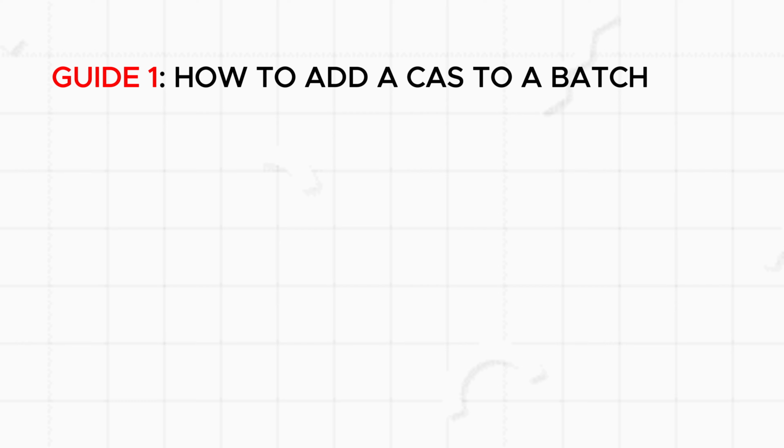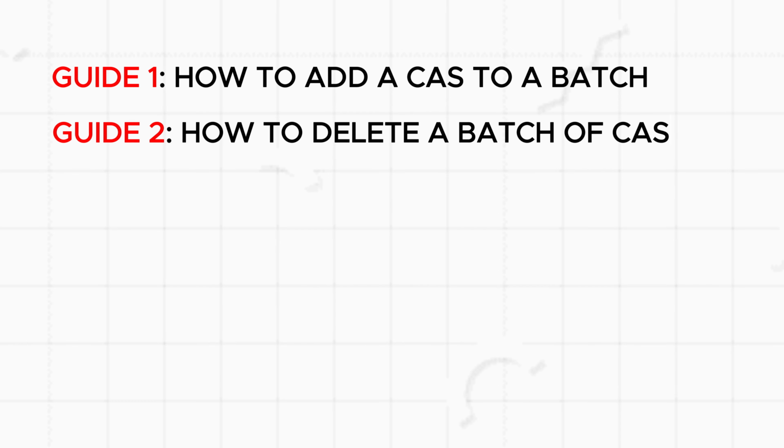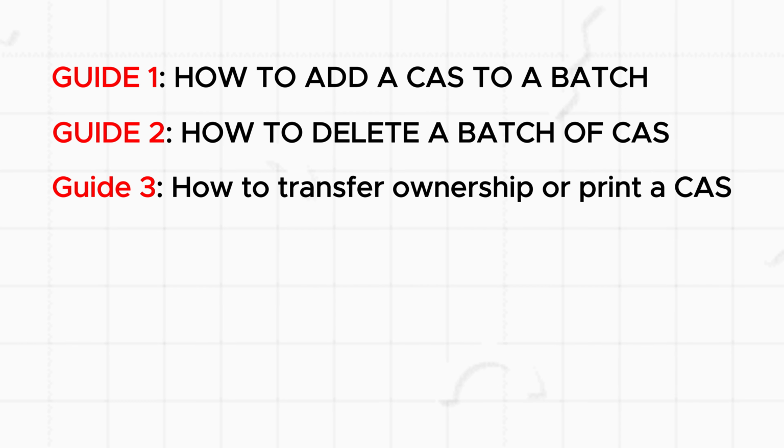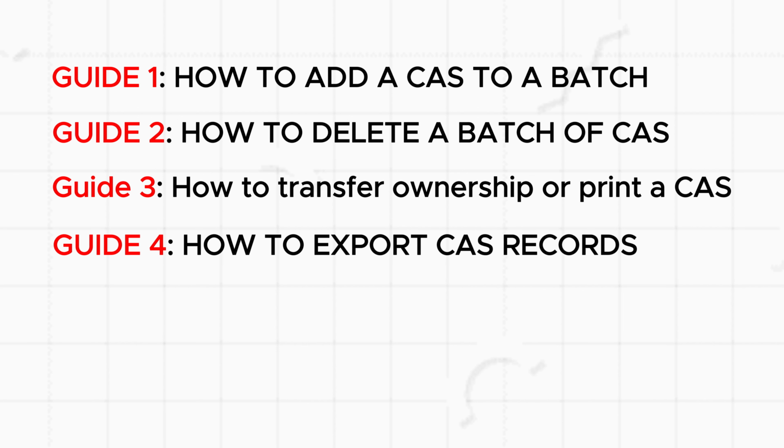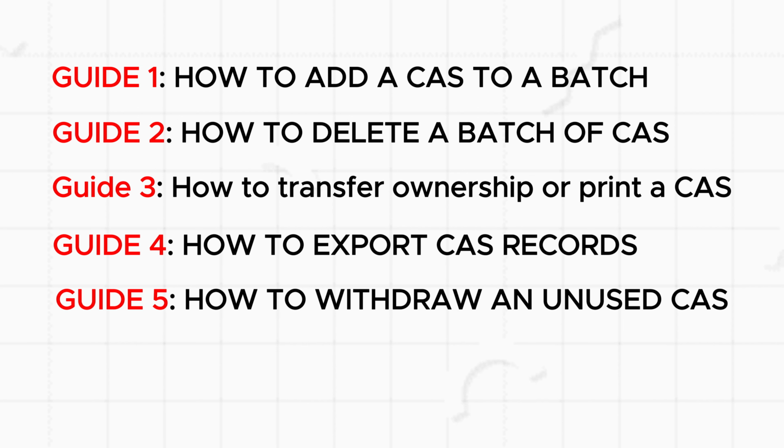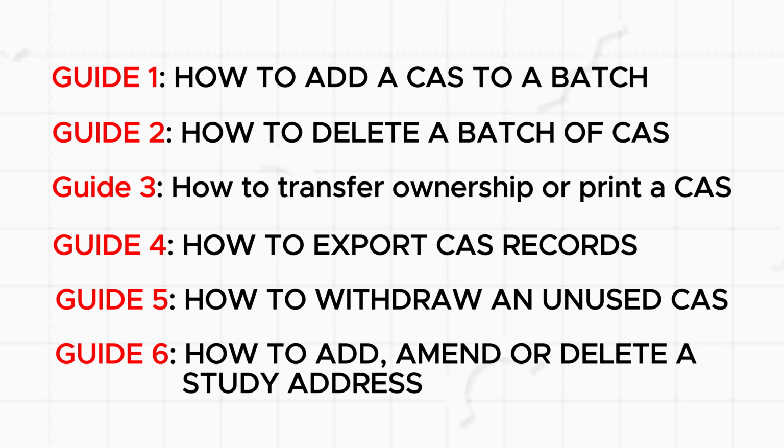In this video, we will discuss how to add a CAS to a badge, how to delete that. We will also discuss how to transfer ownership or print a CAS. Then we will discuss how to export CAS records, how to withdraw an unused CAS, and then in the final, we will discuss how to add, amend, or delete a study address.